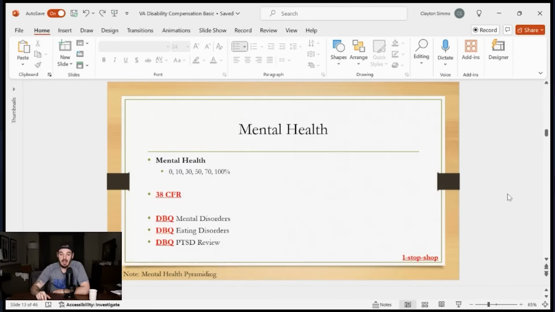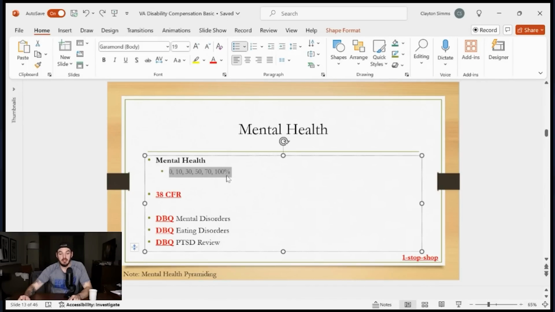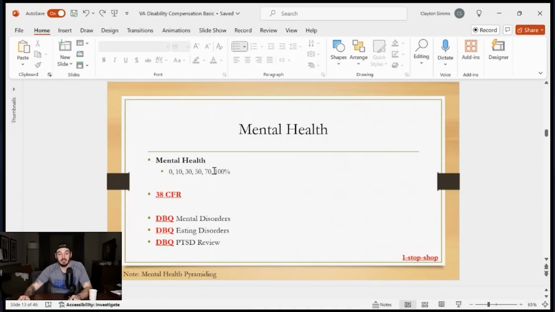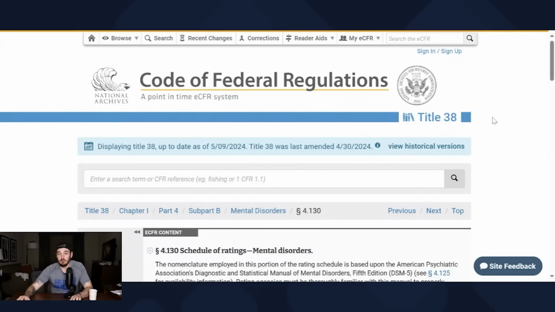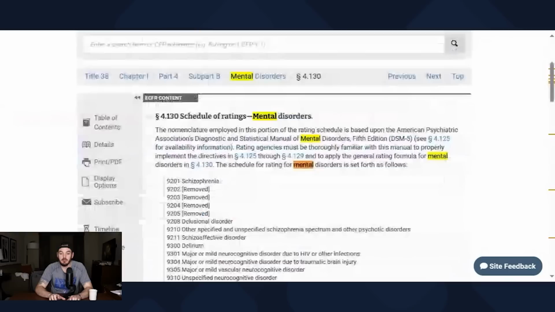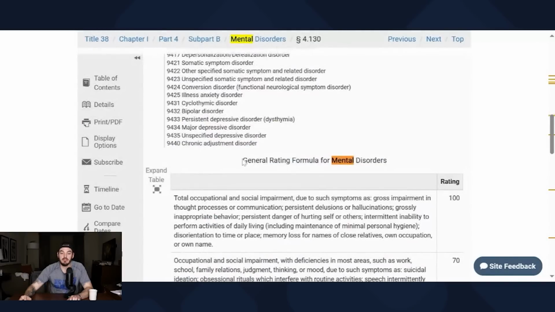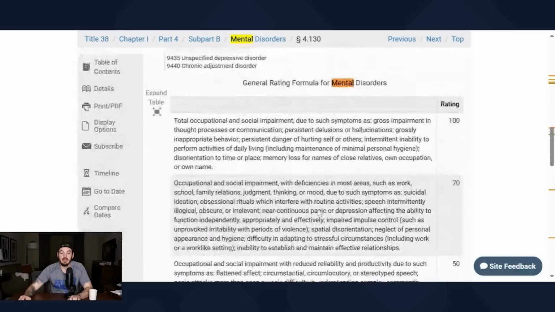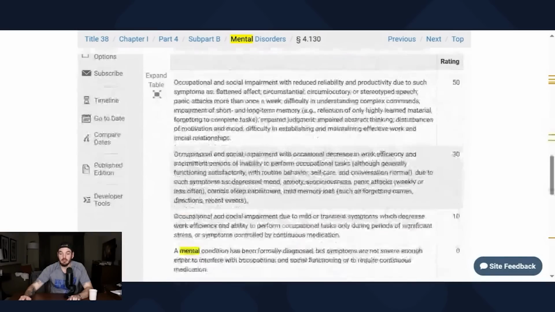Okay, so where and how to start. Now this I set up with various links, okay? I'm going to show you a few of these, not all of them. The one-stop shop is going to go to the website, but this is how mental health is rated: 0, 10, 30, 50, 70, and 100. And let's just go ahead and click on the CFR for mental health. And here we are. Now this one is short, but I'm going to show you how to do it anyways. All you need to do is Control F "mental", and it'll pop up, hit enter a few times, and boom, you see the general rating formula for mental disorders. And here are your symptoms that correlate to the rating given.